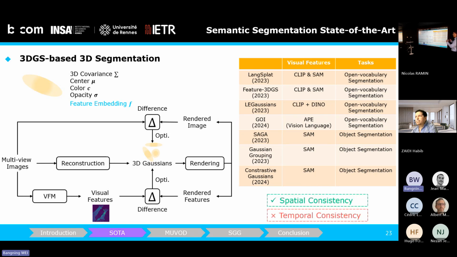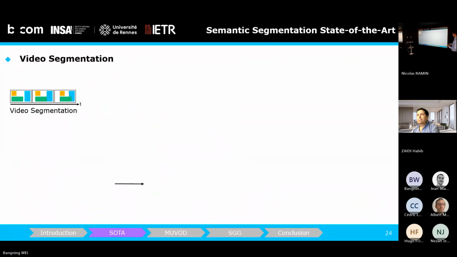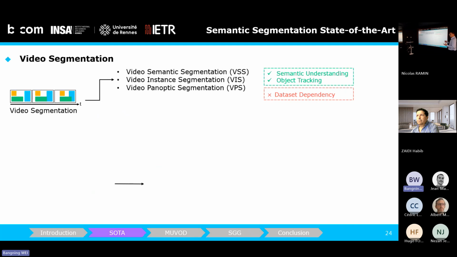So you can see that we have achieved the 3D segmentation. They have the spatial consistency. However, for our task, the 4D segmentation, we also need the temporal consistency. To have the temporal consistency, we can turn to video segmentation. The video segmentation is an extension of the image segmentation.